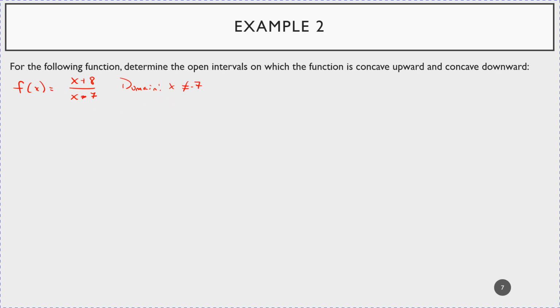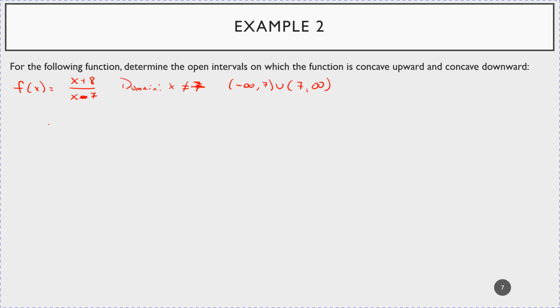Let me actually change this. I'm going to make this x minus 7 instead of x plus 7. Sorry about that. So then we can just see here that x is not equal to 7. All right, so that means my domain would also be negative infinity to 7 union with 7 to infinity. All right, changing that to x minus 7 there. Sorry about that.